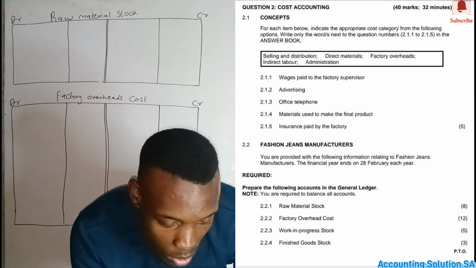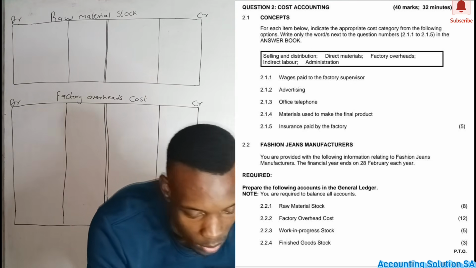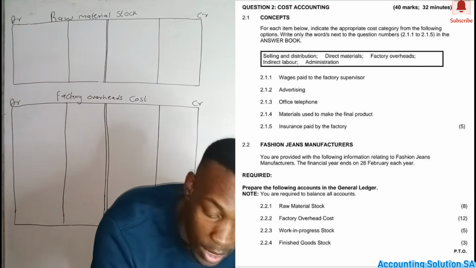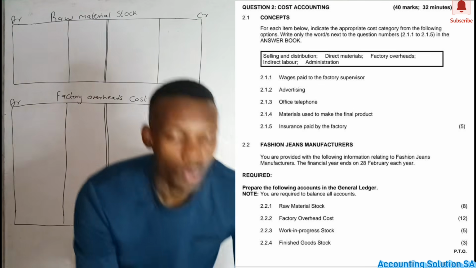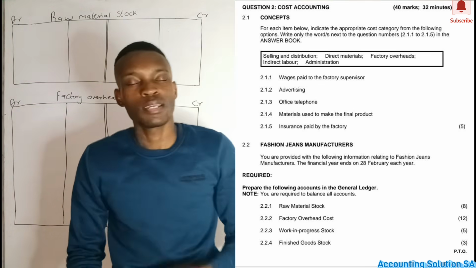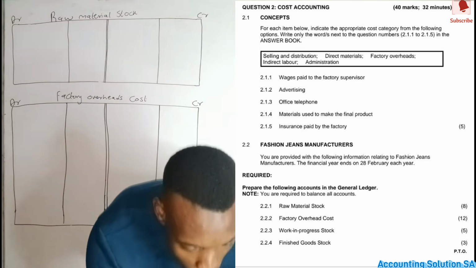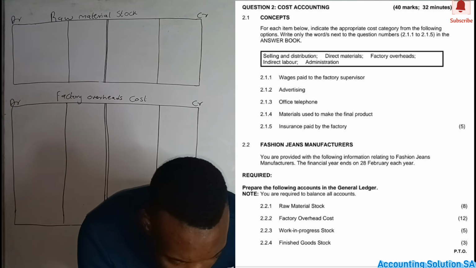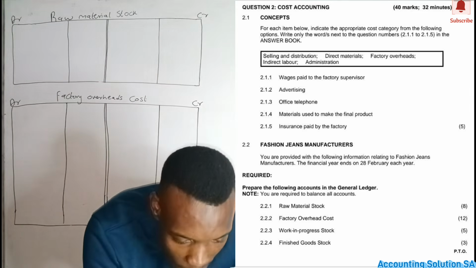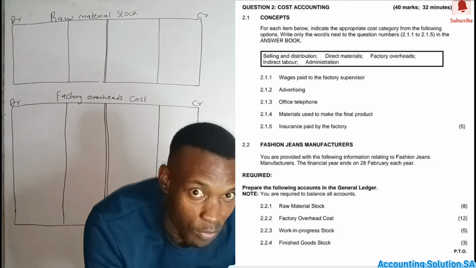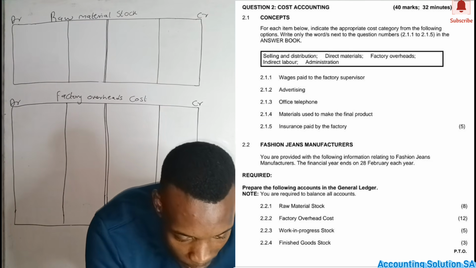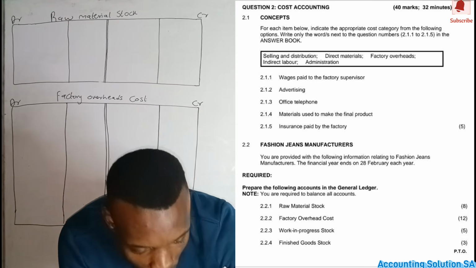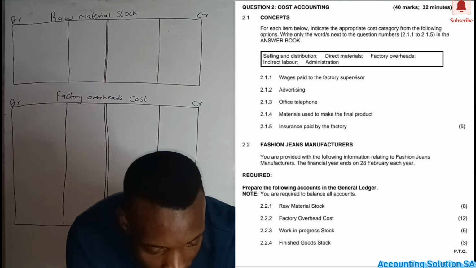Once you see the word factory, it's factory overhead. Advertising is related to selling, which means it falls under selling and distribution. Office telephone, once you see the word office, obviously it falls under administrative. You have to know that. Then material used to make a final product is direct material, directly involved in making the final product. Insurance paid by the factory is obviously factory overhead. So it's only 5 marks.